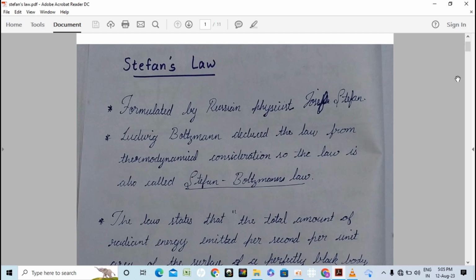In this video, we are going to discuss Stefan's law and an experiment to determine the Stefan-Boltzmann constant. Stefan's law, or Stefan-Boltzmann's law, was formulated by the Russian physicist Joseph Stefan. Later, his former student Ludwig Boltzmann deduced the law from thermodynamical considerations, so the law is also called Stefan-Boltzmann's law.